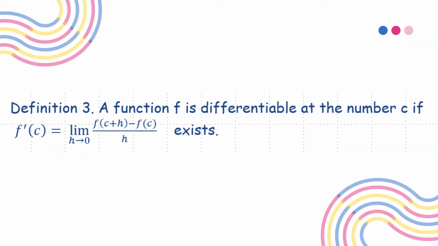And next, we have definition 3. A function f is differentiable at the number c if f prime of c is equal to the limit of f of c plus h minus f of c all over h as h approaches 0. Okay, so keep in mind these 3 conditions of continuity.